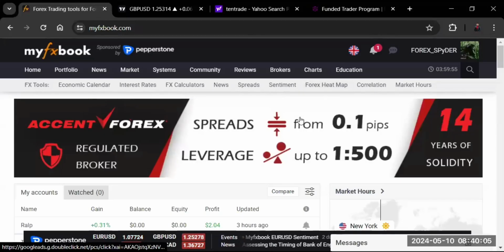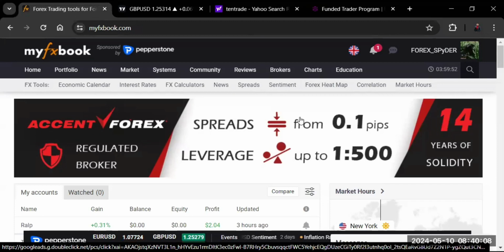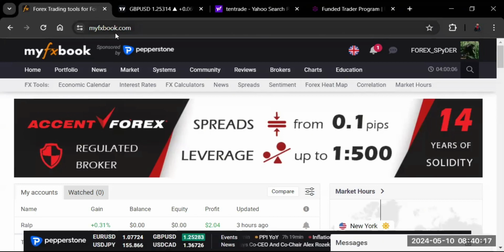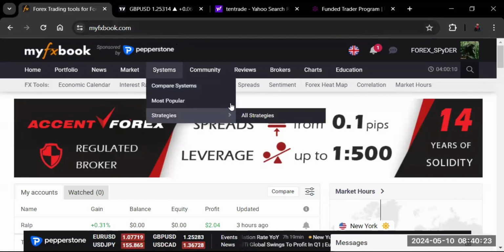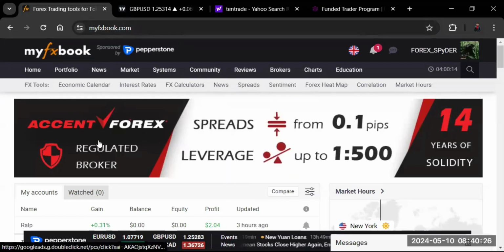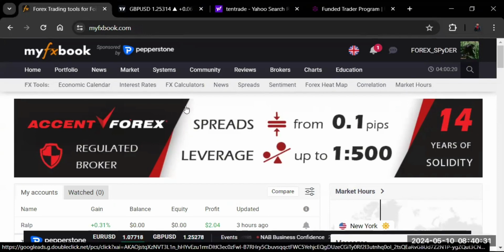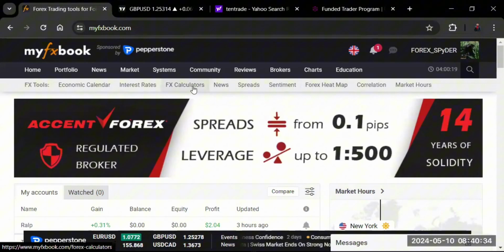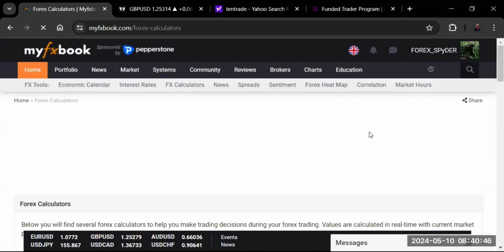Okay, so guys, for you to calculate your lot size and allocate the appropriate lot size for your account, just log on to www.myfxbook.com. I will leave the link in the description below for you to do that. Okay, so once you come, you're going to land on this page. Once you land on this page, guys, you're going to click on FX calculator. Okay, once you click on FX calculator, it's going to bring you to this page right here. It's loading, so you allow it to load for it to bring you to this page.